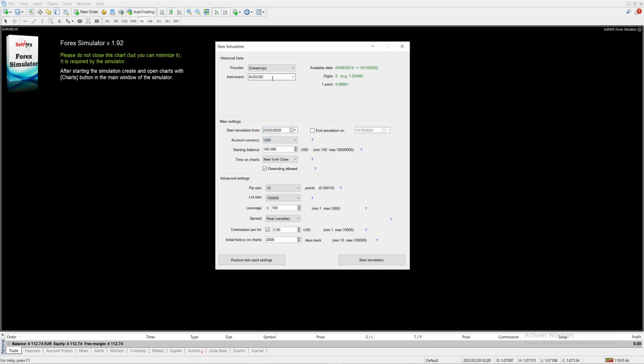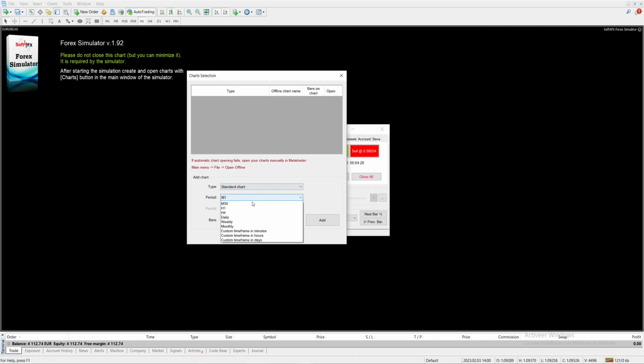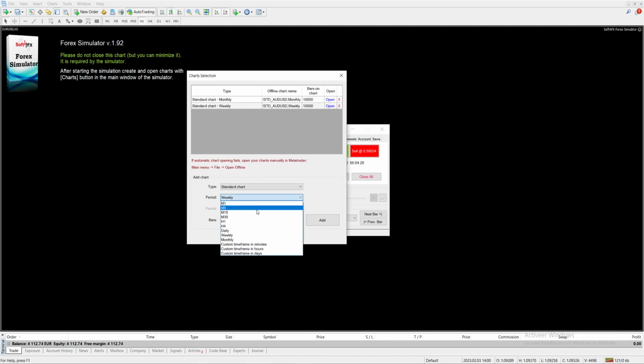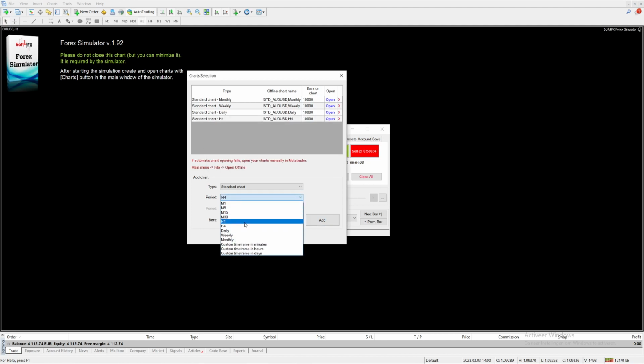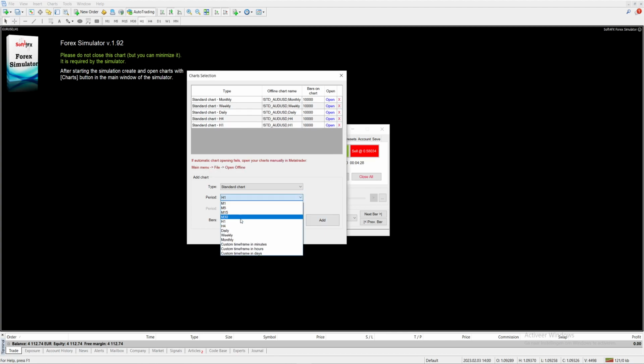Let's do AUD USD for once. Let's do no spread just for simulation's sake. And let's open up these charts. Now, all the way from monthly down to the 5 minute, because I don't want to watch the 1 minute. I feel like the 1 minute is giving off a lot of signals which can be confusing. So sticking with 5 minute is better in my opinion, as we are trading as a day trader.